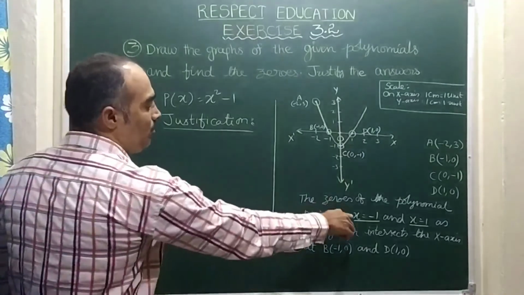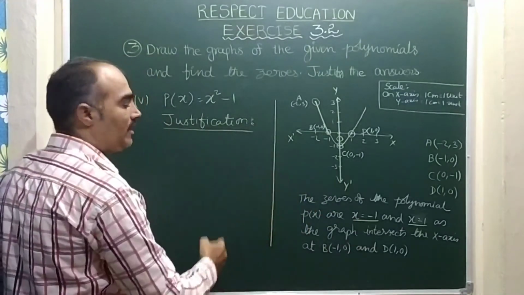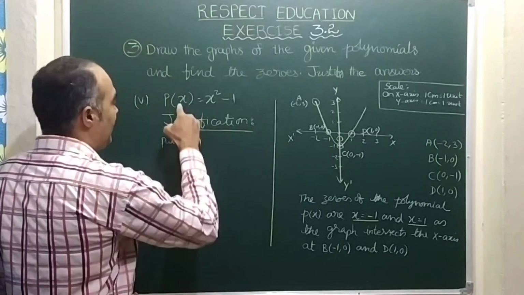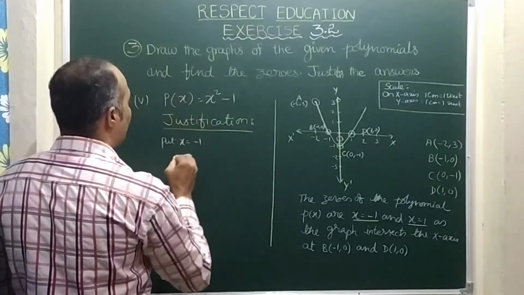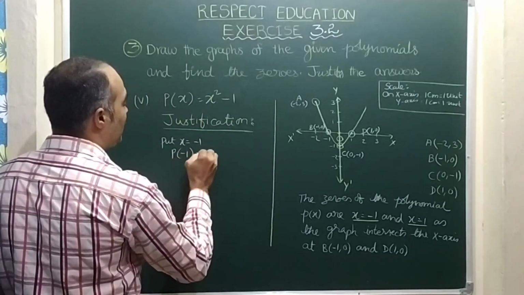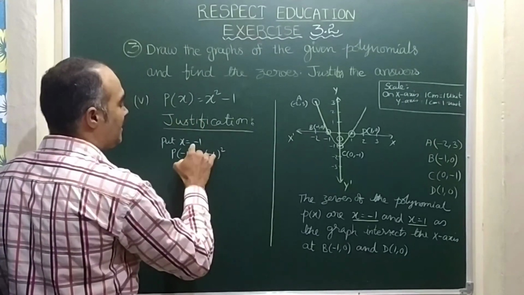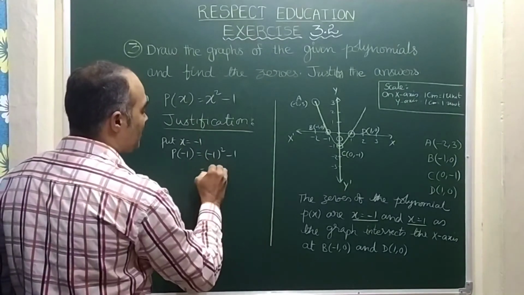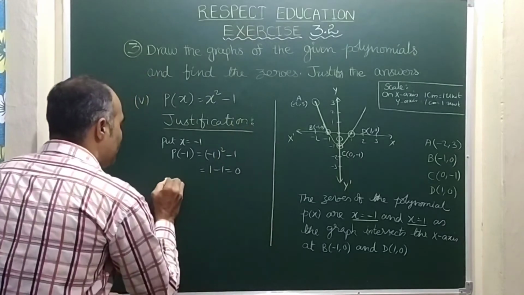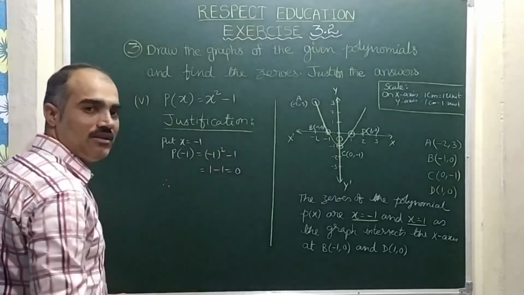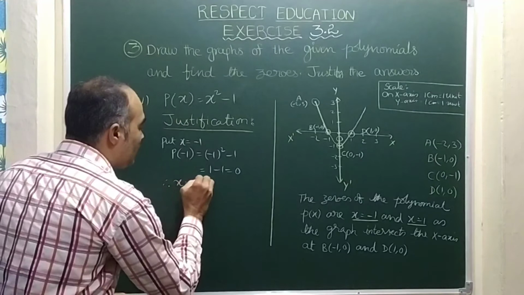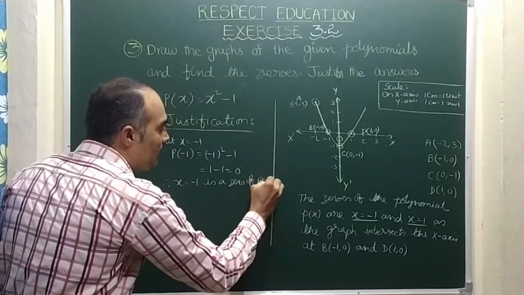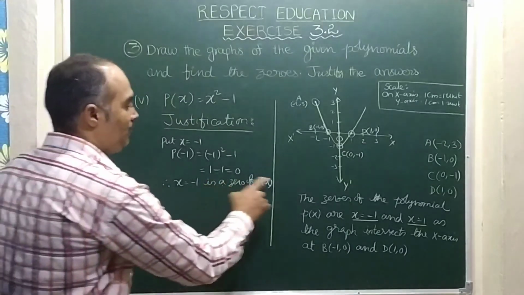So first put x equal to minus 1 in this P of x. Then P of minus 1 becomes x square minus 1, where x is minus 1, so minus 1 whole square minus 1. Minus 1 whole square is plus 1 only, so it is 1 minus 1 is 0. So here we got P of minus 1 is 0. That means x equal to minus 1 is a 0 of the given P of x. So first one is over.